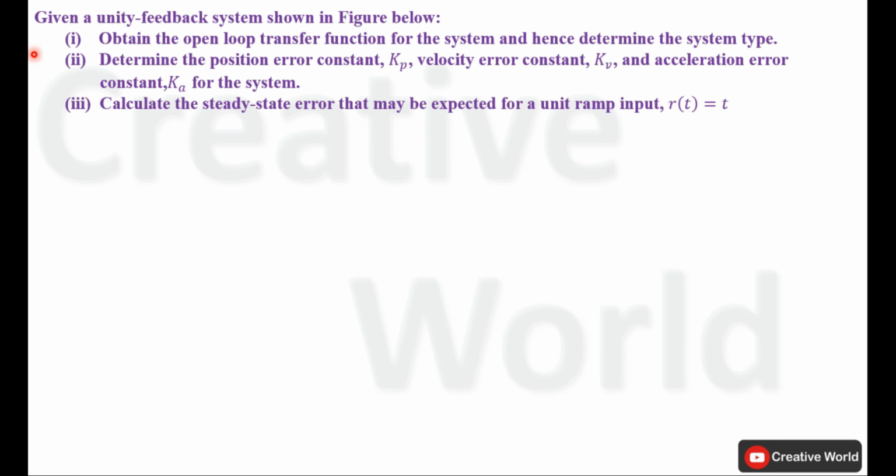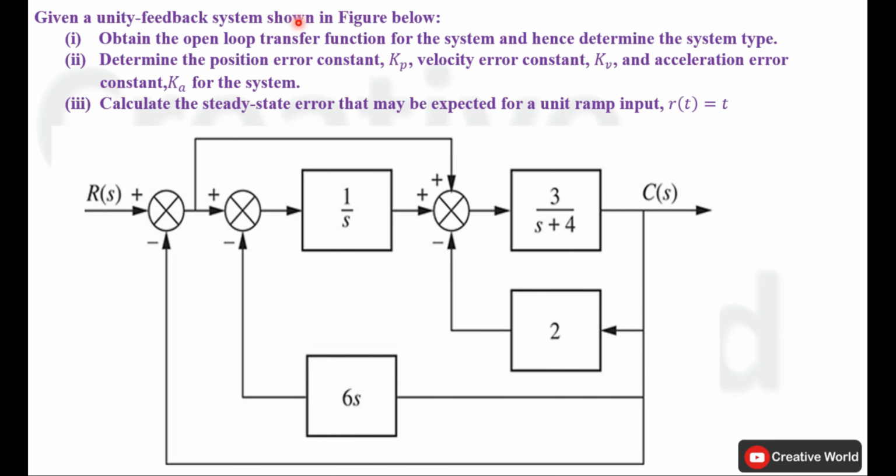Scenario states that given a unity feedback system shown in the figure below, we have to obtain the open loop transfer function for the system and hence determine the system type. Second point, determine the position error constant Kp, velocity error constant Kv, and acceleration error constant Ka for the system. Third point, calculate the steady state error that may be expected for a unit ramp input.